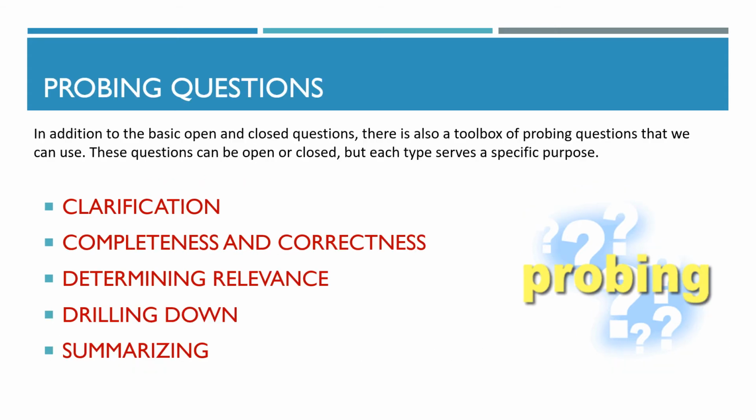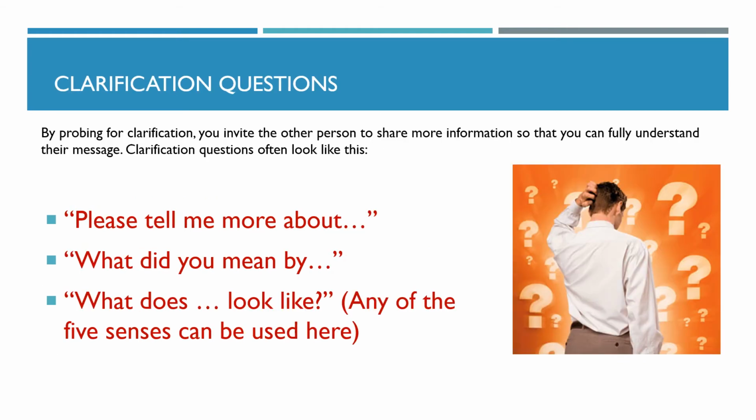In addition to the basic open and closed questions, there is also a toolbox of probing questions that we can use. These questions can be open or closed, but each type serves a specific purpose. These include clarification questions, completeness and correctness questions, determining relevance questions, drilling down questions, and summarizing questions. Another type of open question is a probing question. By probing for clarification, you invite the other person to share more information so that you can fully understand their message.